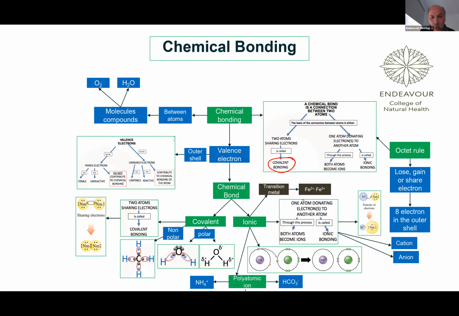Polyatomic ion: a group of atoms with a common charge. Ammonium ion, bicarbonate ion. Okay, so the octet rule: atoms lose, gain, or share electrons so that they get 8 electrons in the outer shell. So that's the summary.